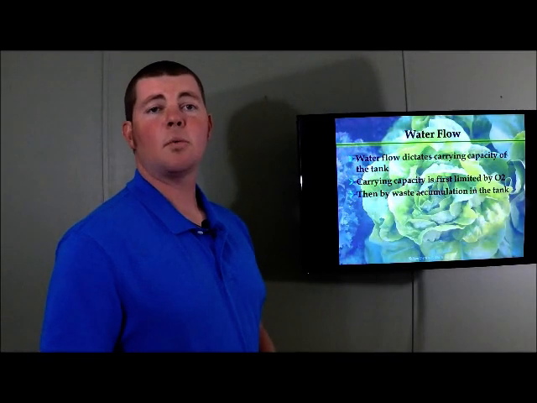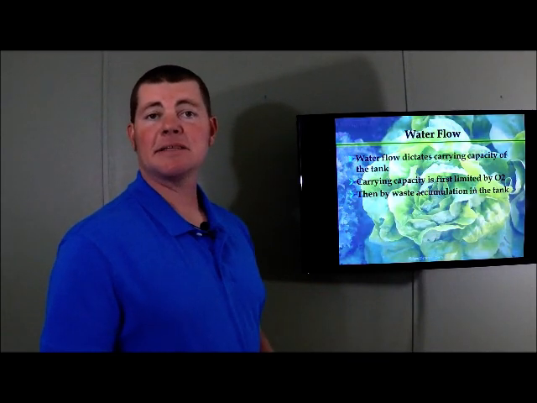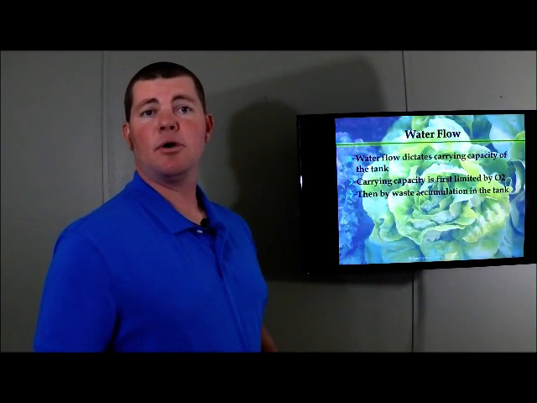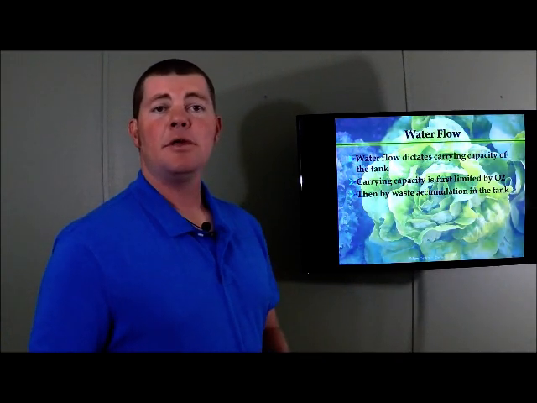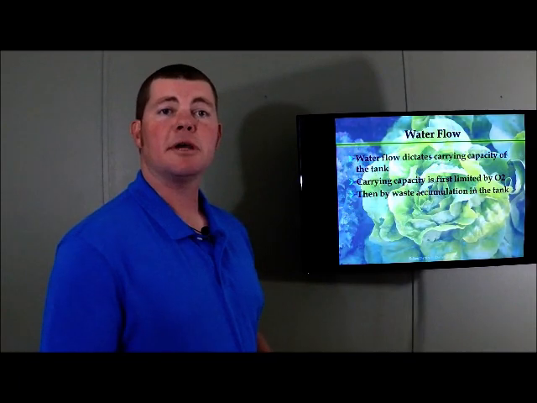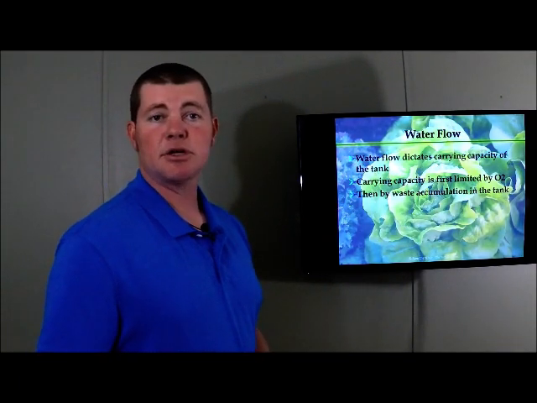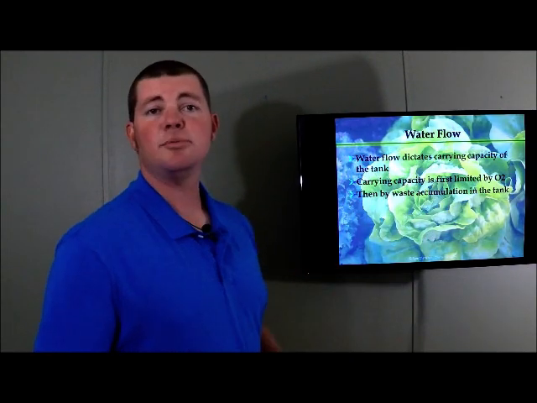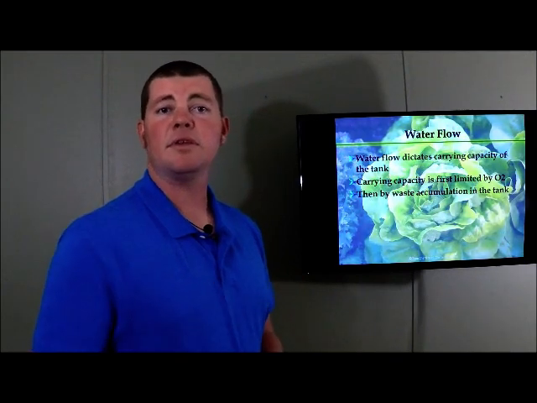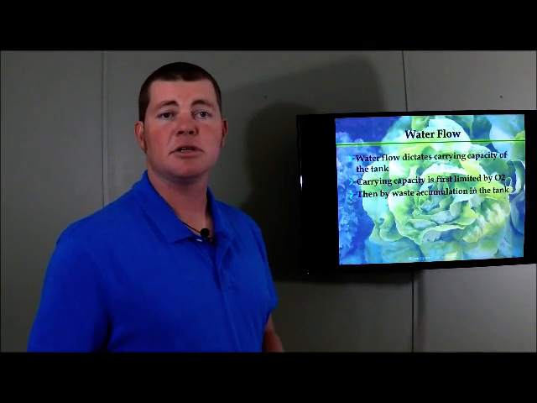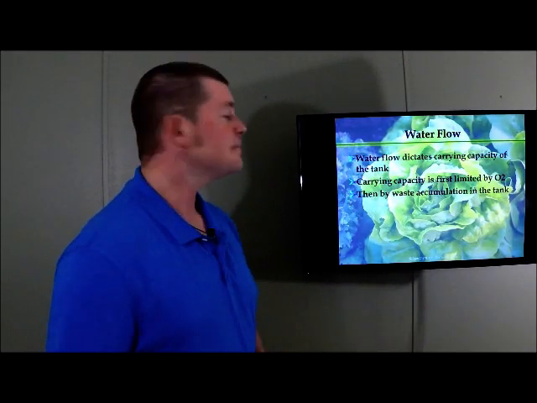Now we are moving on to water flow. Water flow dictates the carrying capacity of the tank. So the faster we can export the waste products from the fish, the more fish we can keep in the culture tank. The carrying capacity is first limited by oxygen, then by waste accumulation in the tank. So our first limitation is not removing that waste, it's actually providing enough oxygen for the fish that are being cultured. But then after that, it's waste accumulation.